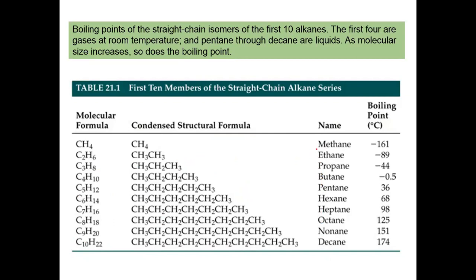This comes from Greek words. For example, hepta means 5. I'm sorry, hepta means 7, octa means 8, right? So you know octet, right? And pentane comes from penta, which means 5. And you can also see the boiling points of these alkanes and how they change.